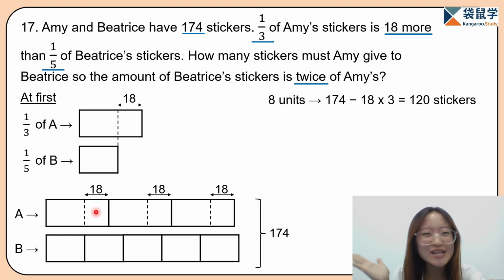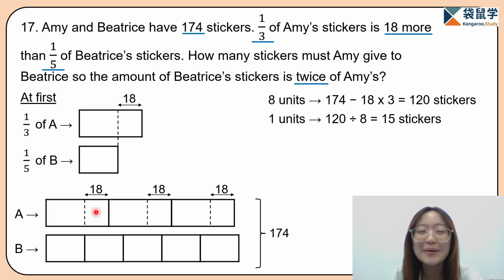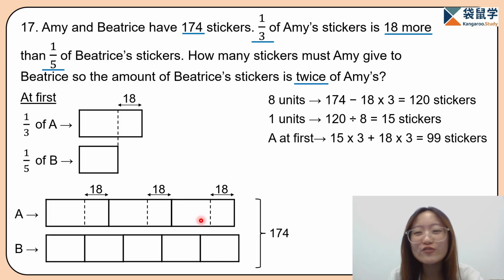Now with 8 units, what can we find? 1 unit, which will be 120 divided by 8. And that gives us 15 stickers. Great. So now we found what is 1 unit. With this, we can either find the number of stickers for Amy or Beatrice at first. Let's find Amy's. So how can we find this? We can take 3 units plus 18 times 3, which is also 15 times 3 plus 18 times 3. And this will show that Amy had 99 stickers at first.